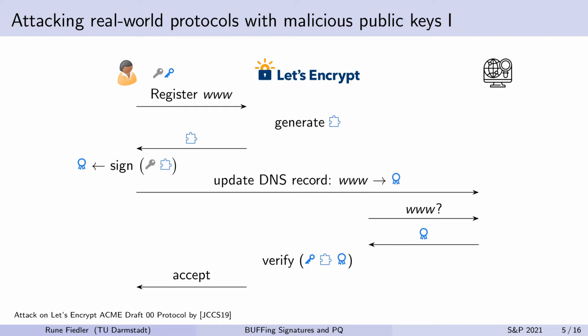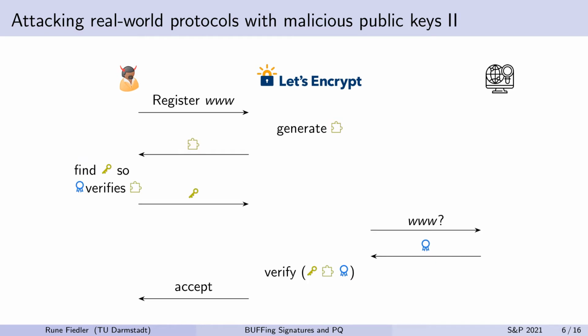We are in the setting that an honest execution has taken place, and now an attacker enters the stage. The attacker wants to get a certificate for the very same website, and starts another execution of the protocol with Let's Encrypt. Let's Encrypt will then, however, generate a new challenge token and send it to the attacker. The attacker somehow finds a new public key. Let's not concern ourselves with how it does this, but it finds a new public key such that the previous signature verifies this new challenge token. Then it tells Let's Encrypt, oh, by the way, I got a new public key, just so you know.